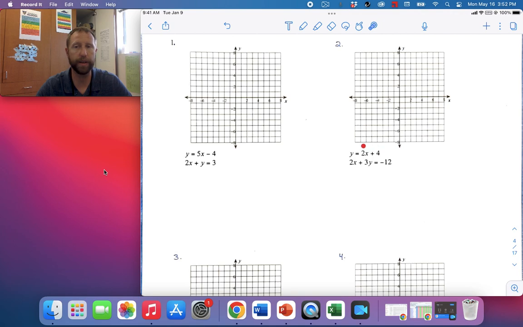For number 2, same deal. Look, y is already by itself. My slope is 2, my y-intercept is 4. But I need to solve the second equation to get y by itself, right? And 3 and 4 are the same way. So let's go through these.